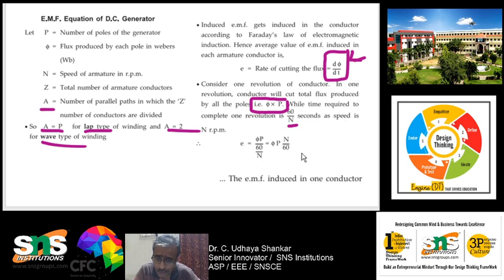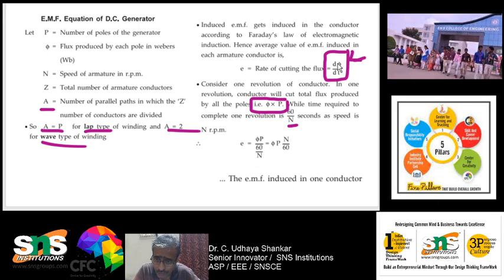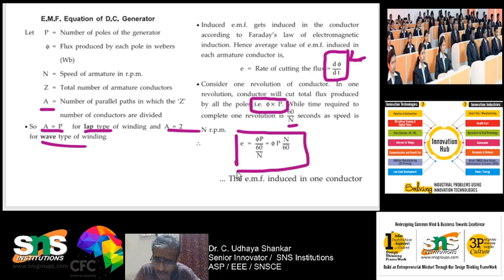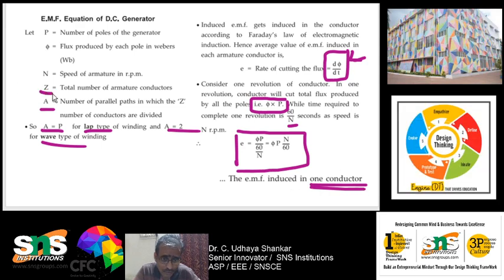So phi into P is nothing but your d phi, and 60 by N is nothing but dt. You just substitute and finally you will get a formula for E. This is only for one conductor. We have to remember that it is only for one conductor, but we are using Z conductors. Z is the total number of conductors. We are not using only one conductor, so totally Z number of conductors are used.